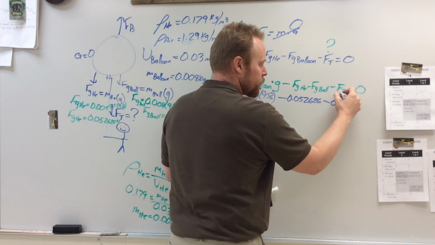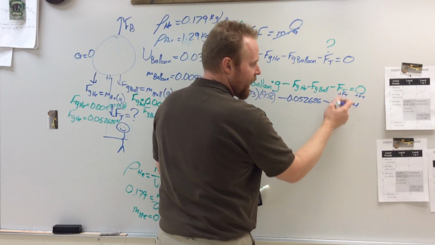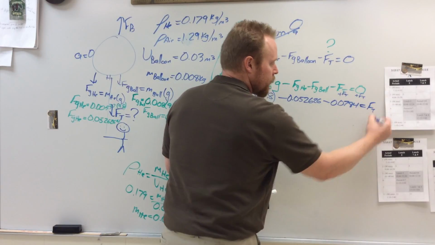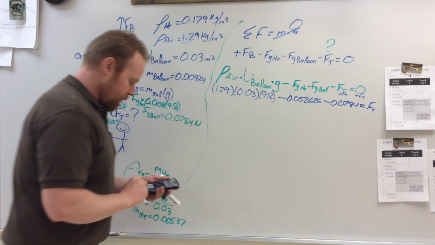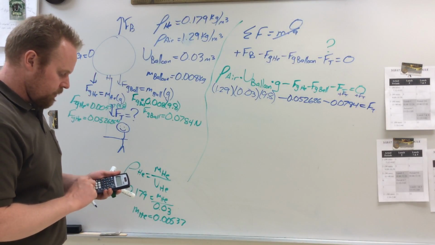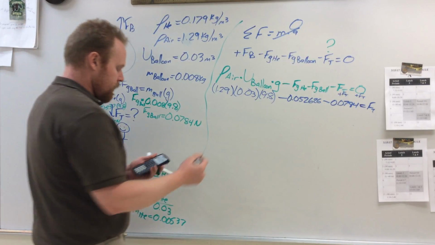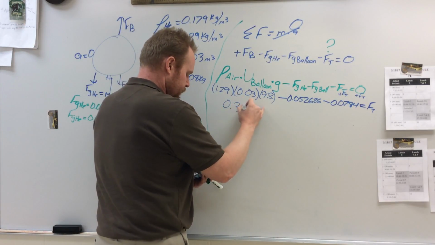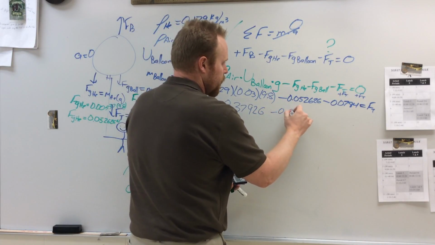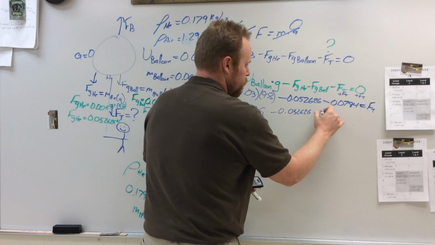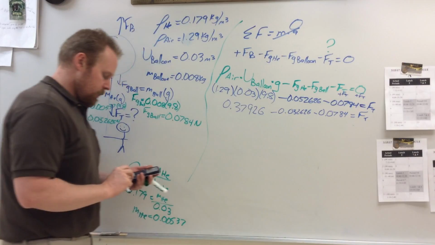For ease of things, I'm going to add Ft to both sides, and then it's going to be on that side. This is going to come up with a number: 1.29 times 0.03 times 9.8 is 0.37926, minus 0.052626, minus 0.0784, which is equal to my tension.